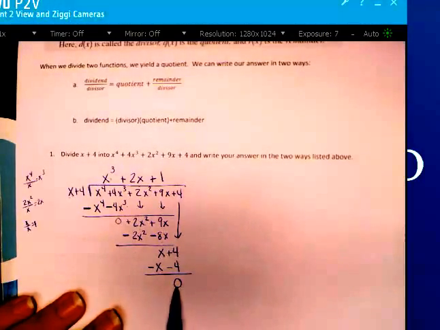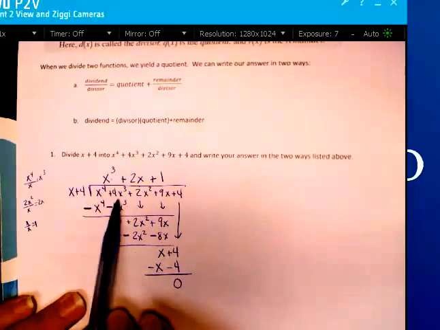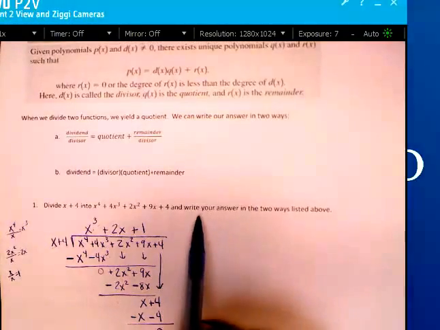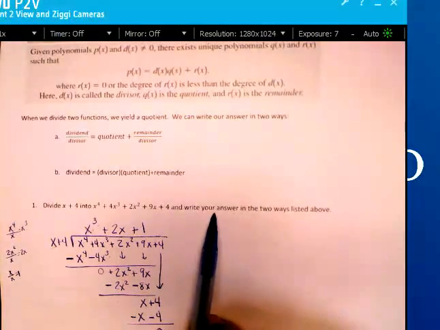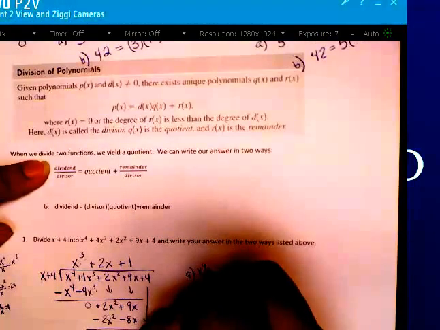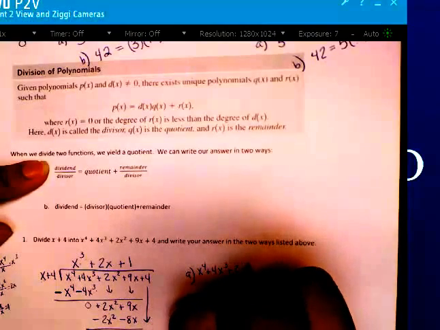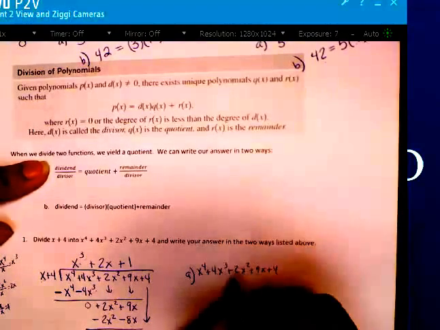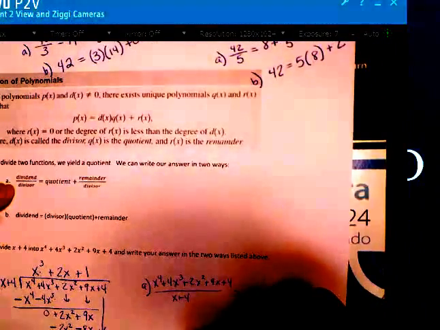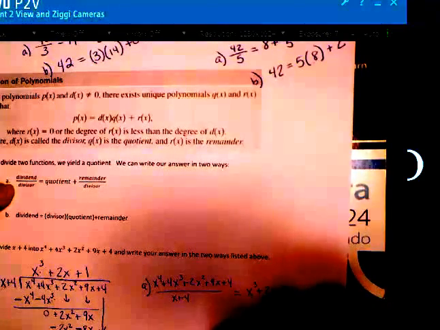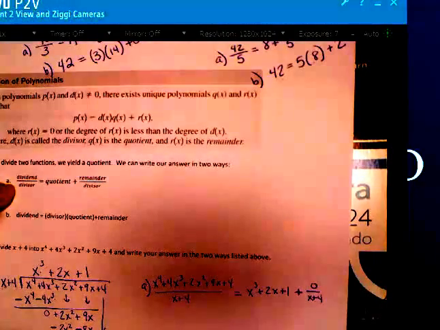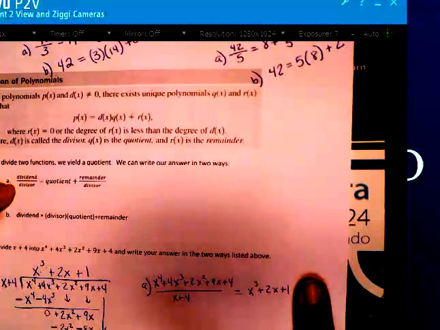Because we have a remainder of 0, that means that x plus 4 divides evenly into this term right here. What we want to do is write our answer in the two ways listed above. The first way, we would write it as our dividend, which is x to the fourth plus 4x cubed plus 2x squared plus 9x plus 4, all divided by the divisor, which is x plus 4, equals the quotient x cubed plus 2x plus 1 plus our remainder. We could write that as 0 over x plus 4. If you wanted to eliminate that remainder, that's fine.